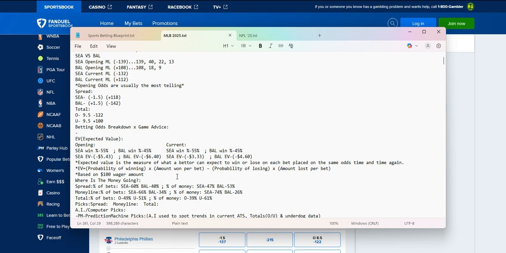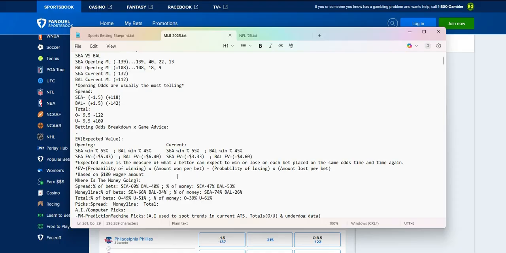Seattle, 66% of the betting going with Seattle on the money line. Baltimore is at 34%. Percentage of money, Seattle 74%, Baltimore 26%. Spread percentage of bet, 60% going with Seattle, Baltimore 40%. Percentage of money on the spread, 47% going with Seattle, 53% going with Baltimore.